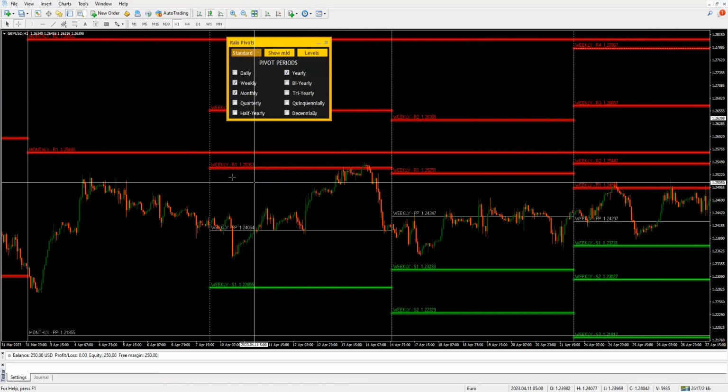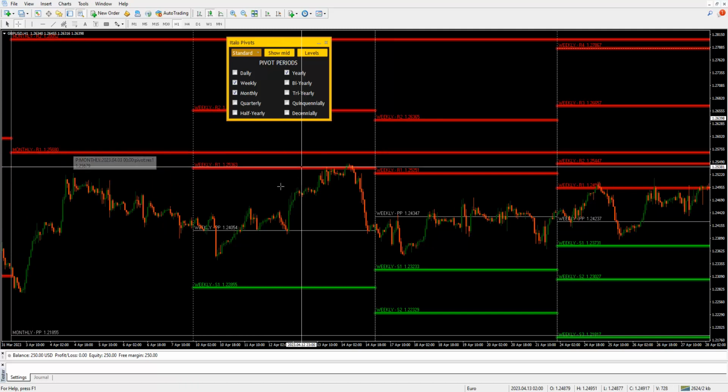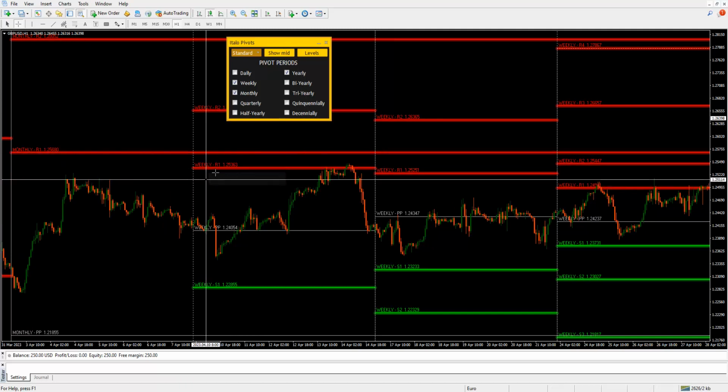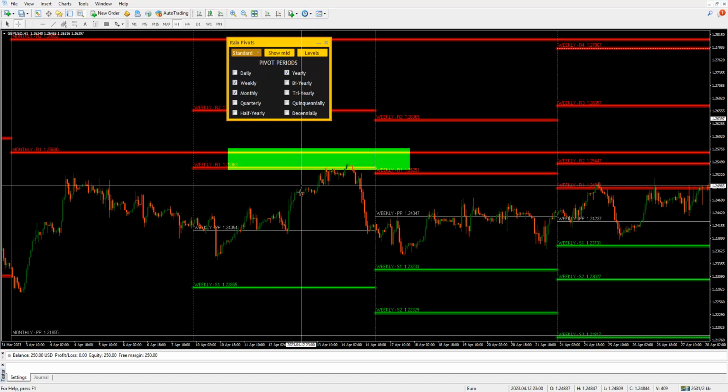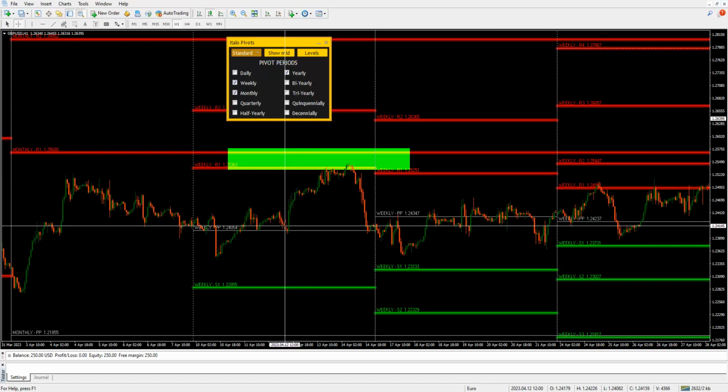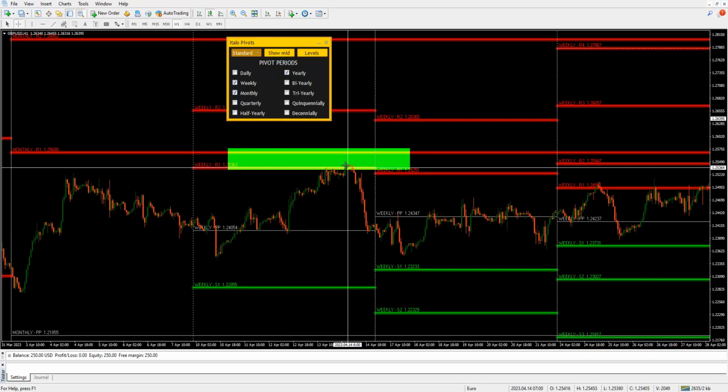Another one, take a look at this. Here we have monthly resistance 1, and here we have weekly resistance 1. Again, a good zone to trade a reversal. The market went up, inside the zone, reverted, and we had more than 1,000 points of profit.